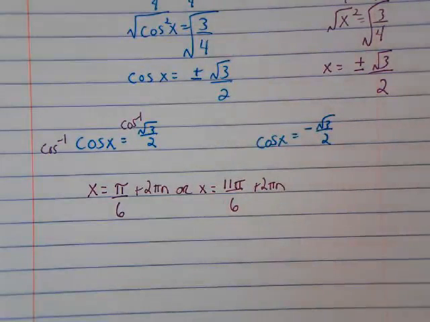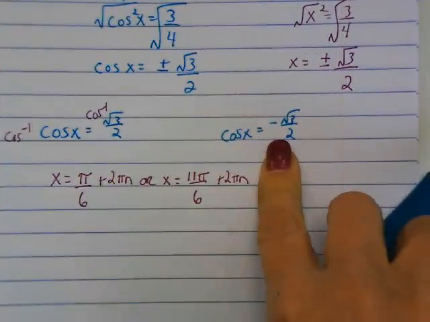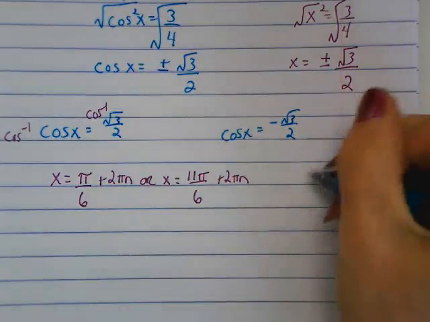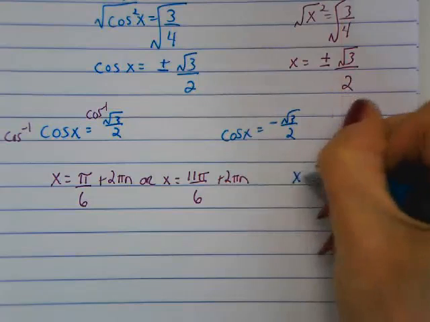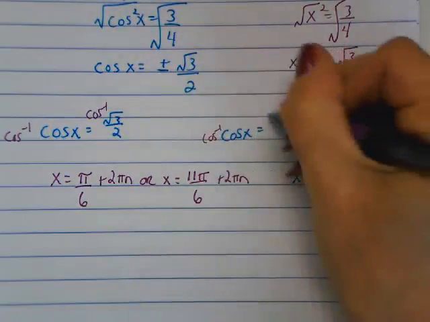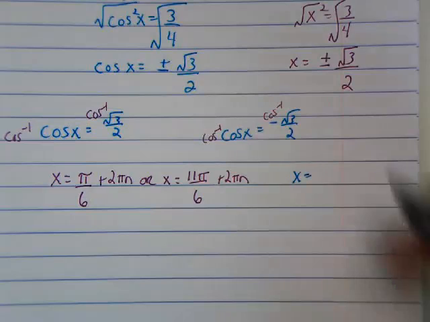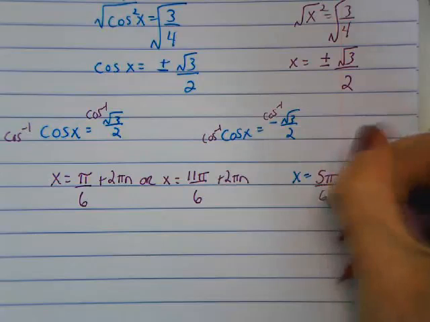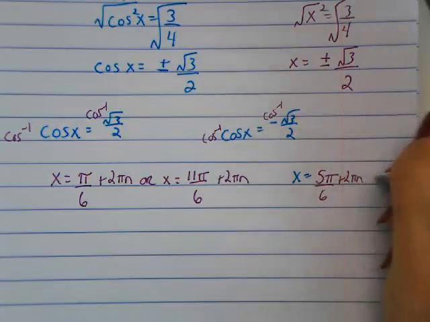Alright, let me deal with this guy now. For him to be negative, if I take the inverse cosine, I have to either be in quadrant 2, which makes him a 5 pi over 6, or I could be in quadrant 3.